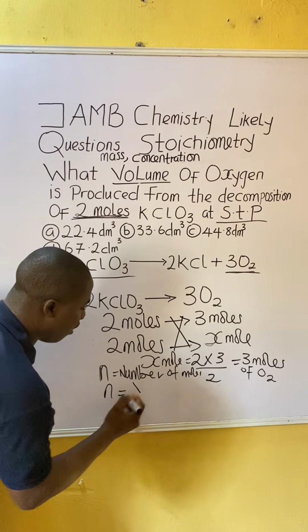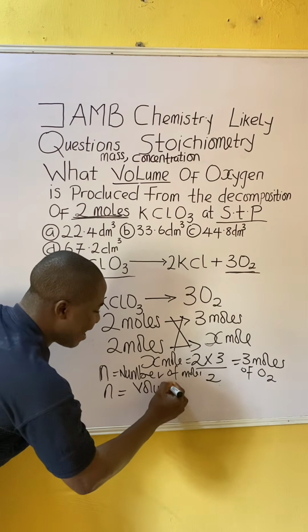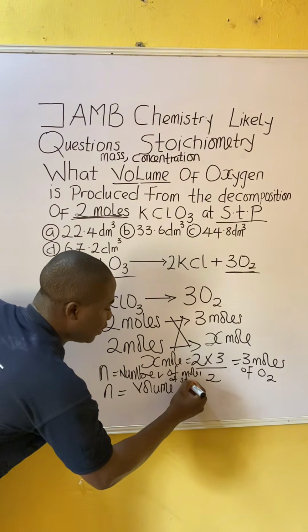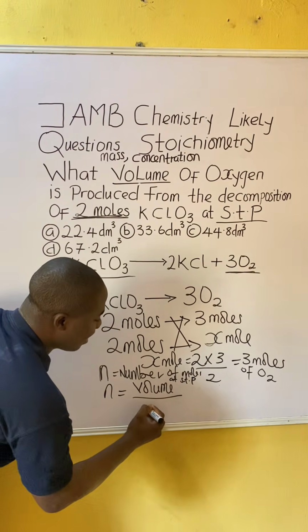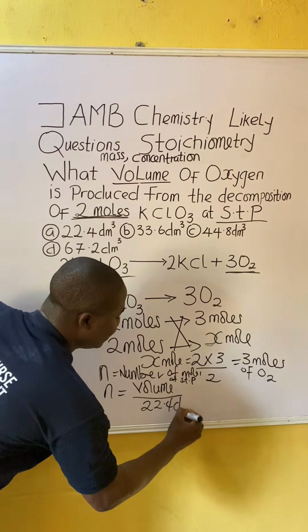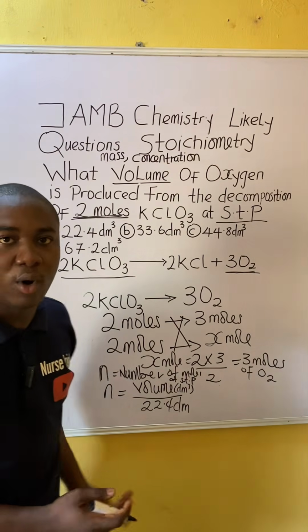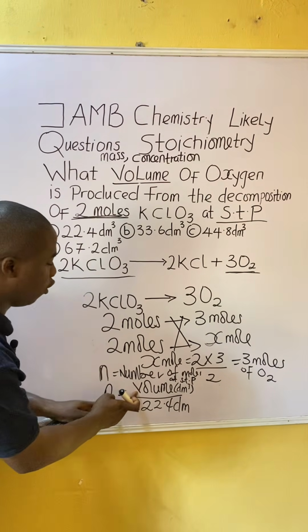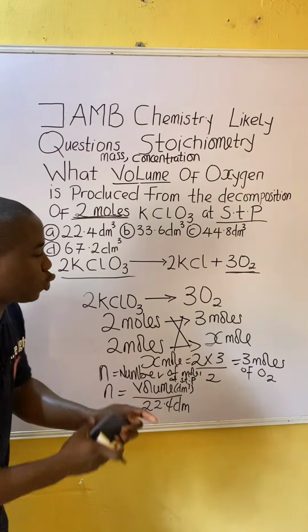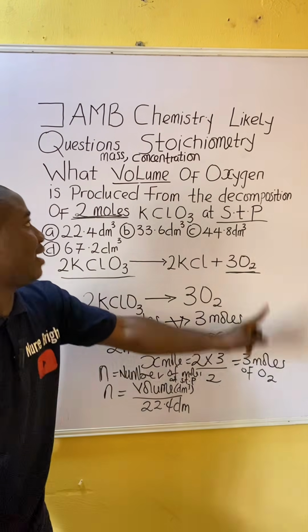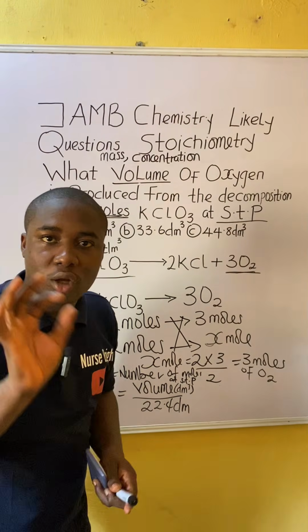It is number of moles is equal to volume at STP, which is standard temperature and pressure, divided by 22.4 dm cube. For sure, the volume will be in dm cube as well. So this is the formula that relates volume and number of moles. Because in this question, we already have the number of moles and they're asking us to get volume. So what do we do next?